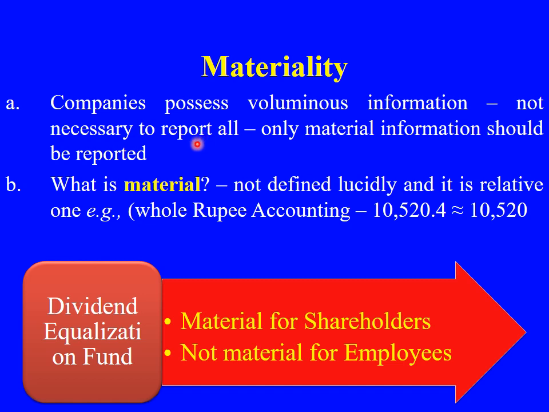The next convention we have is materiality. As I told you in our regular classes, materiality means when information is useful, we call it material information. How information can be called material differs from one user to another.